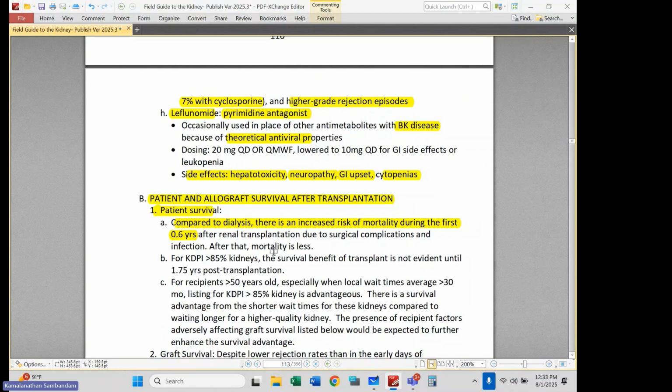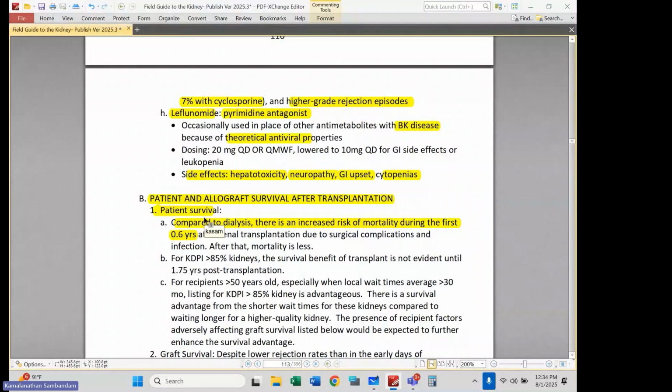And certainly the biggest picture is, well, how likely am I to survive post-transplant compared to staying on dialysis? You have to be able to counsel that, you take on some extra risk when you undergo transplant, the surgery, the immunosuppression. And so for the first half of the year, if you're a well patient, if you're a healthy patient, you actually have a higher risk of passing away post-transplant.